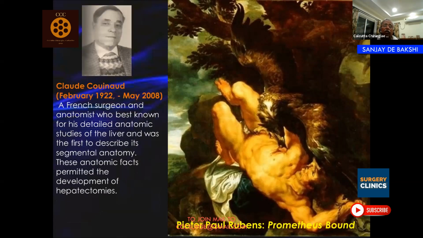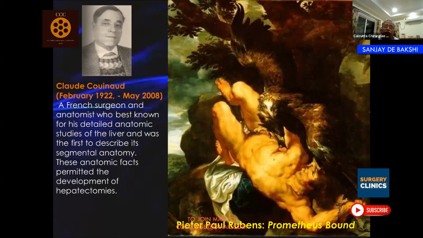But equally important is this man called Claude Couinaud. He was a French surgeon, born 1922, and he died in May 2008. He was an outstanding anatomist best known for his detailed anatomic studies of the liver. He was the first to describe its segmental anatomy, and these anatomic facts permitted the development of later hepatectomies.